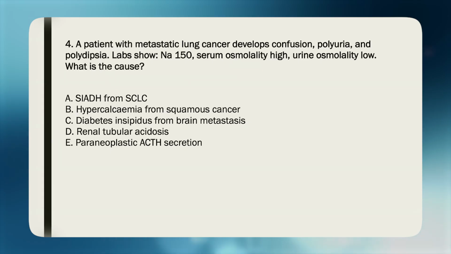A patient with metastatic lung cancer develops confusion, polyuria, polydipsia. Lab shows sodium 150, serum osmolality high, urine osmolarity low. What is the cause? What is the diagnosis? What is the patient developing? Confusion, polyuria, polydipsia.